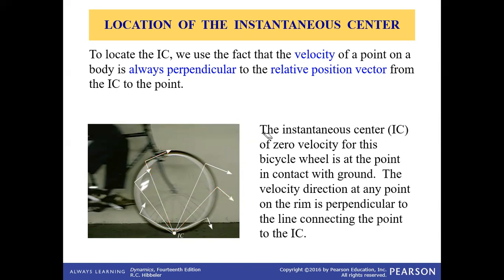So as long as you know at least two velocities, in this case this or this, or this or this, any two velocities, then you can easily find the instantaneous center. How? Just draw the normals and they intersect at a point. That point is the instantaneous center of zero velocity. Guys?